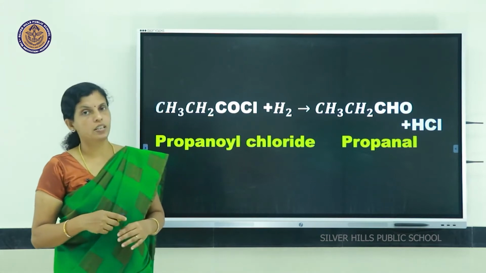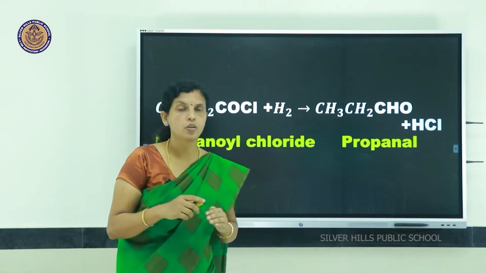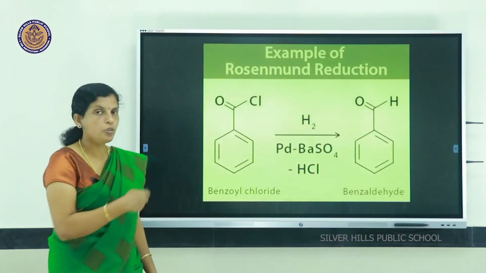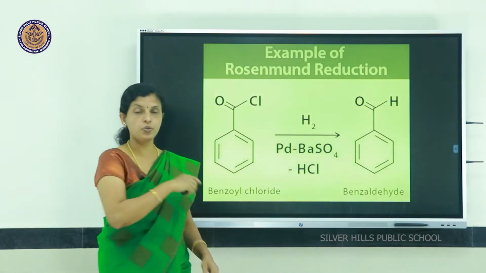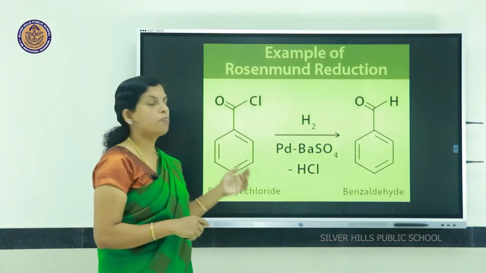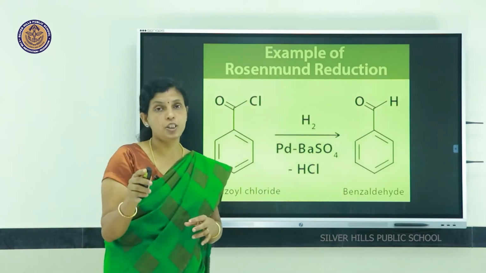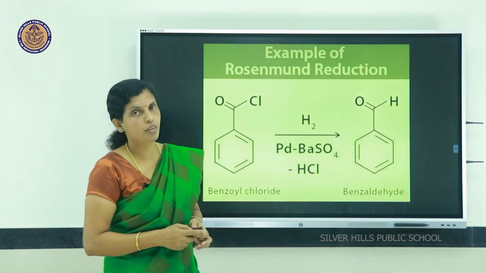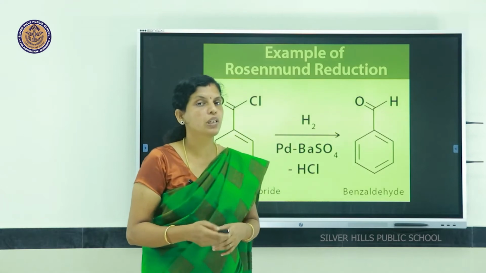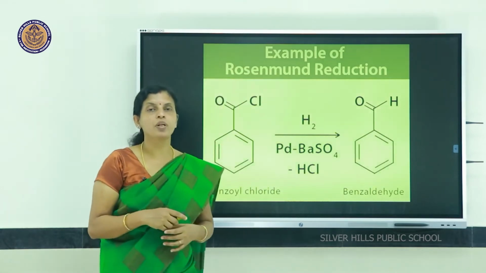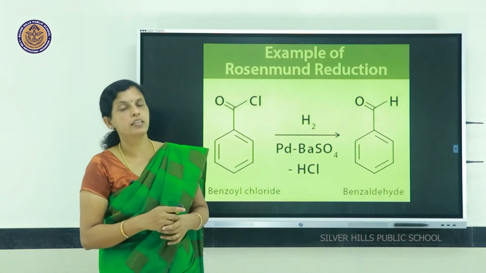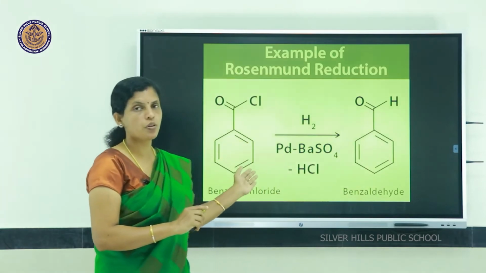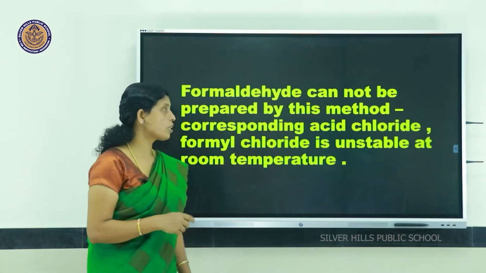Aromatic aldehydes can also be prepared by using Rosenmund reduction reaction. For example, in order to prepare benzaldehyde, we have to use benzoyl chloride. What is the formula of benzoyl chloride? C6H5COCl. So, this benzoyl chloride on treating with H2 in the presence of palladium, supported over barium sulfate and a trace amount of sulfur or quinoline, gives benzaldehyde. The number of carbon atoms has no change. Benzoyl chloride gives benzaldehyde.